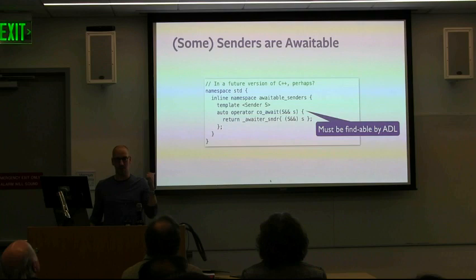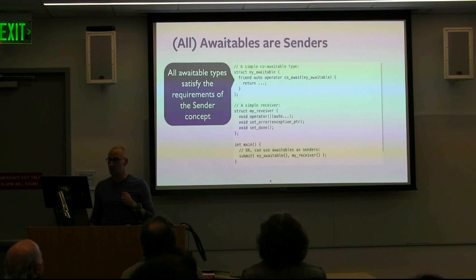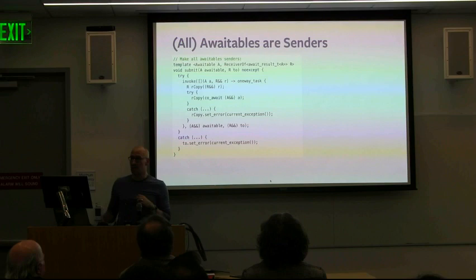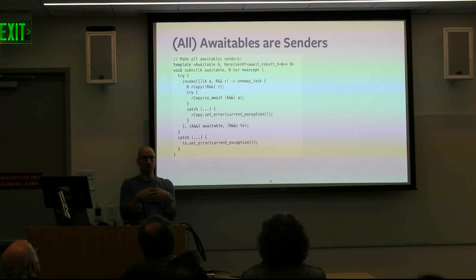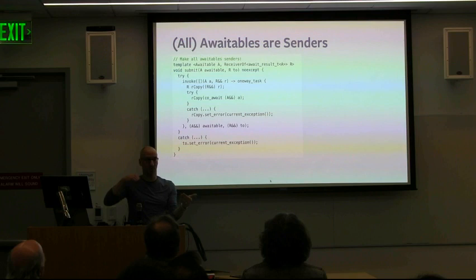Now I'll skip that example. Okay, likewise, you can go the other way. Anything that you can co-await in a coroutine, you can adapt into being a sender. That is, you can give it a submit operation so that users can attach continuations to it explicitly.